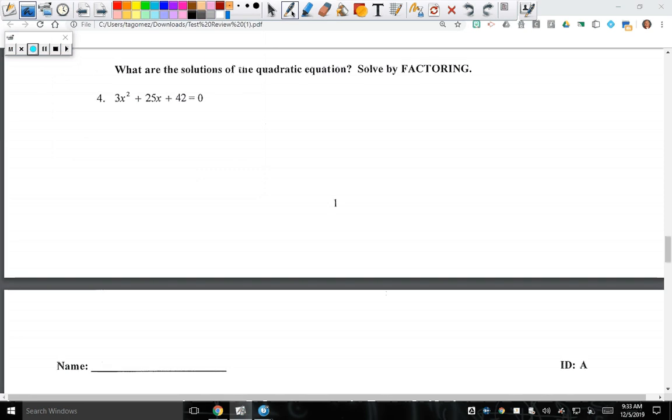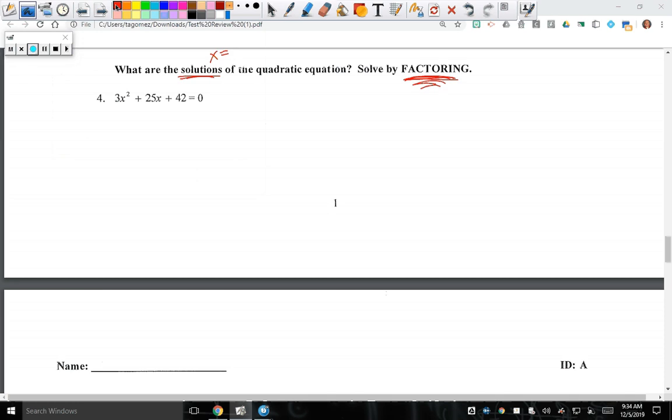Okay, so number 4 on the non-calculator is asking for what are the solutions? What are the answers? What are the x-intercepts? What are the x-values of the quadratic equation? And we're going to solve by factoring. So guys, this is what I was talking about. If we tell you specifically what to do, you have to do it that way. Otherwise, all your work points, which is the majority of the question, you won't get on that question. Okay? So here we go.